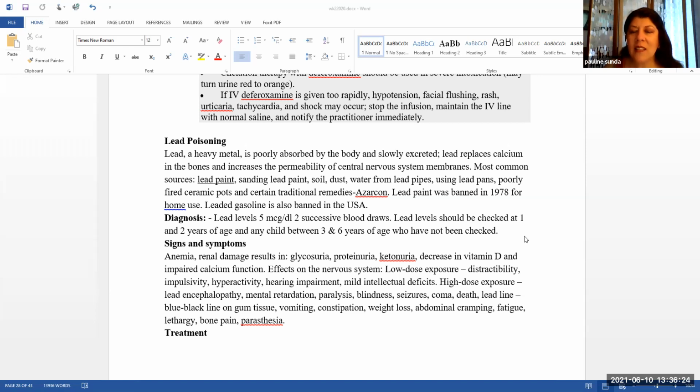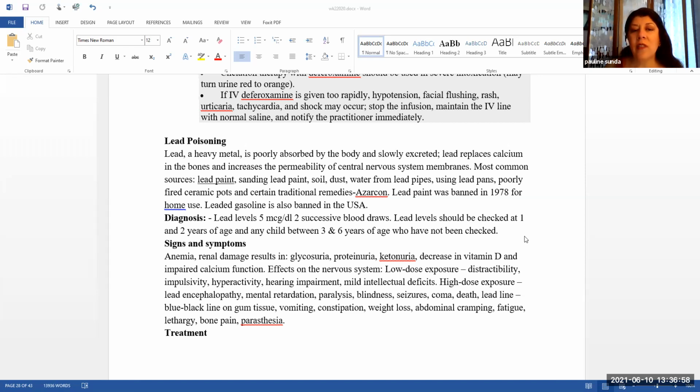And the good thing is that lead paint was banned in 1978 for home use. Lead gasoline was also banned in the United States. So we're trying to prevent this. Other things that can contain lead would be sanding lead paint, soil, dust, water from lead pipes, using lead pans, poorly fired ceramic pots, and then certain traditional remedies. Azarcon is one traditional remedy that does contain lead, and children should not be given it.